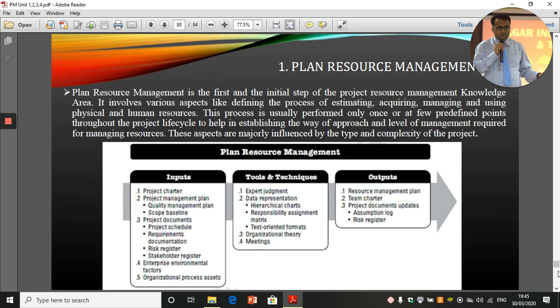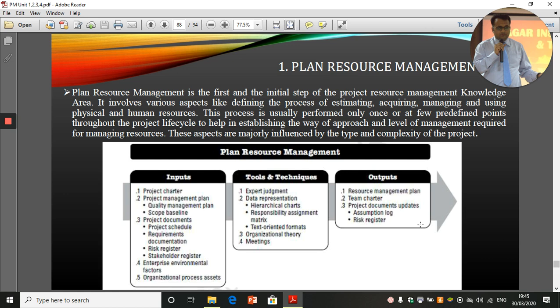Now, plan resource management is the first and initial step of the project resource management knowledge area. It involves various aspects like defining the process of estimating, acquiring, managing, and using physical and human resources. This process is usually performed only once or at a few predetermined points throughout the project lifecycle to help in establishing the approach and level of management required for managing resources. These aspects are majorly influenced by the type and complexity of the project.